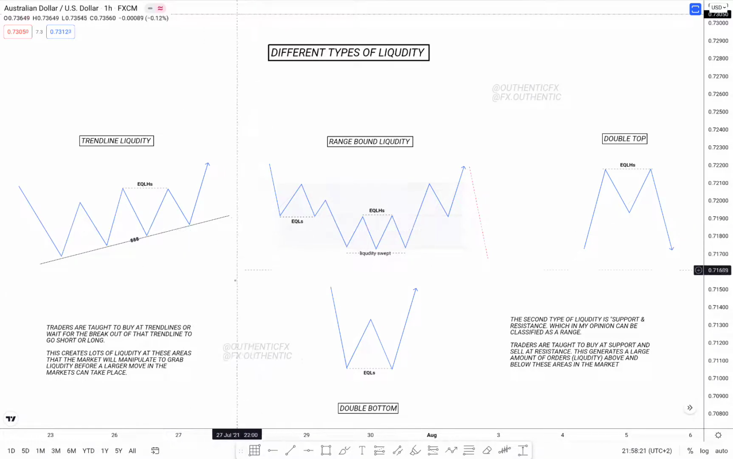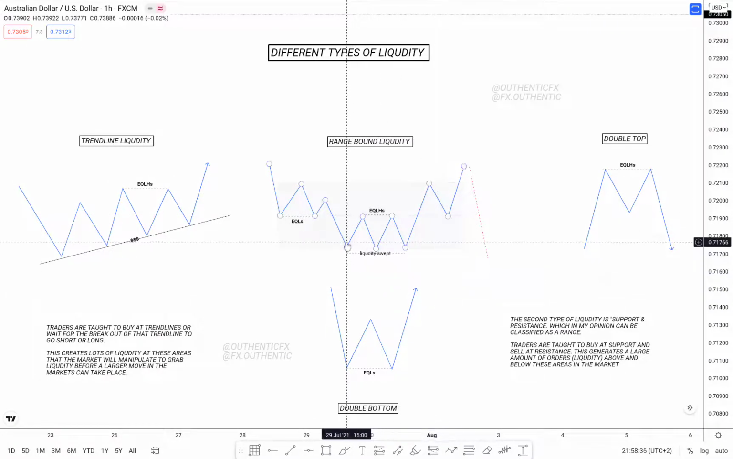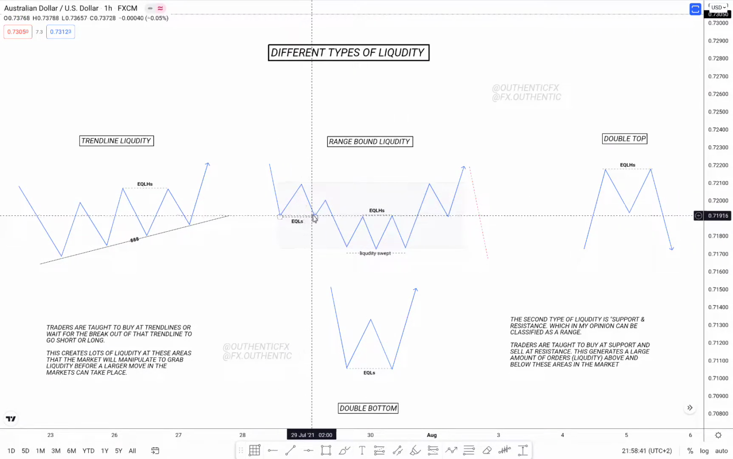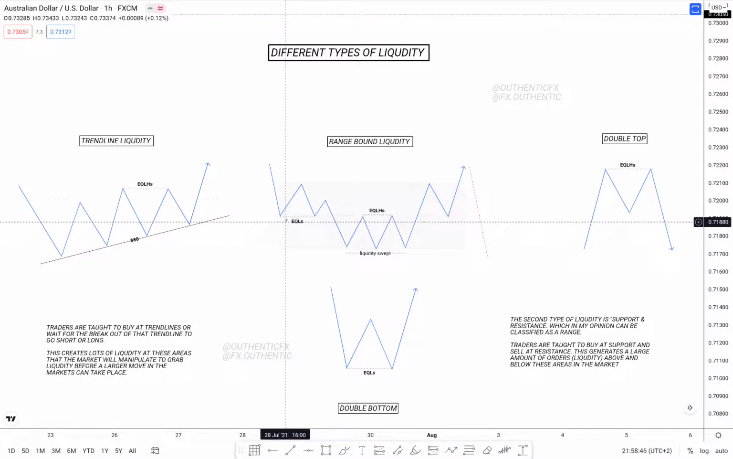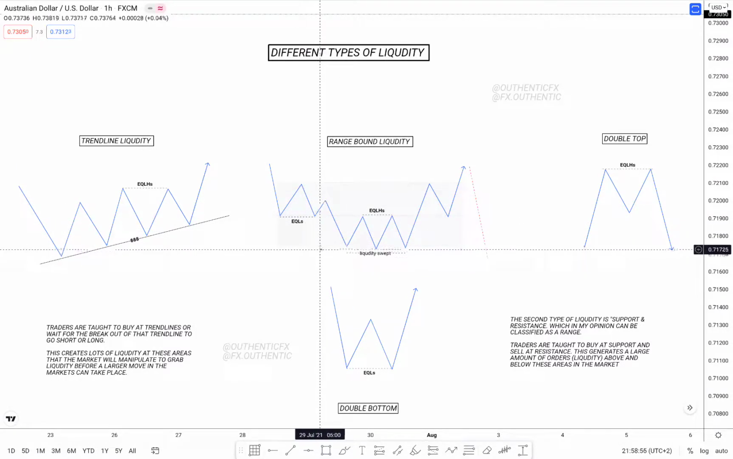Then from there we have the second type of liquidity, which is also known as support and resistance. In my opinion, I would call it a range because price is moving in a sideways movement, right? So traders are taught to buy at support, sell at resistance. All this does is create these equal lows and then these equal highs, and you'll notice that price will channel down, create that low, create that high, create that double bottom. People start buying, right? Once people start buying, the banks then kick everybody else out and then drive price to where they want price to go, right?